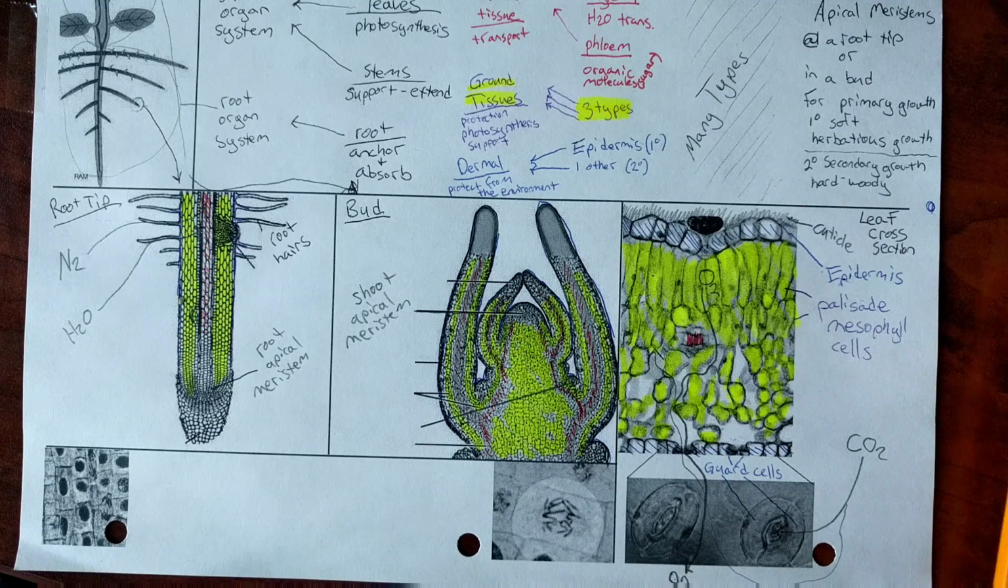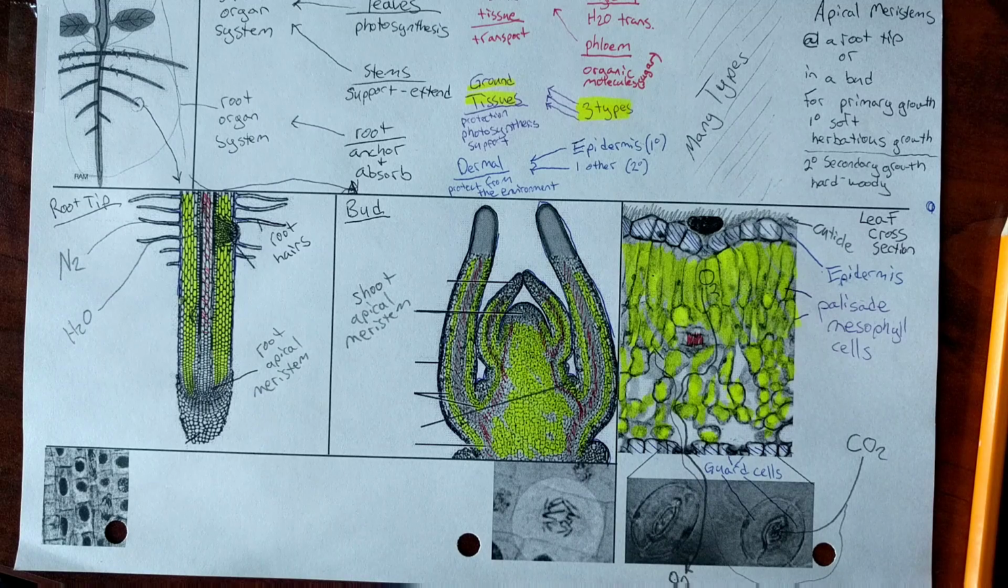Cytokinesis, is this plant cell or animal? Oh, of course it's plant cell. So cell plates are formed. How are cell plates formed? You can use that space to do a little review.